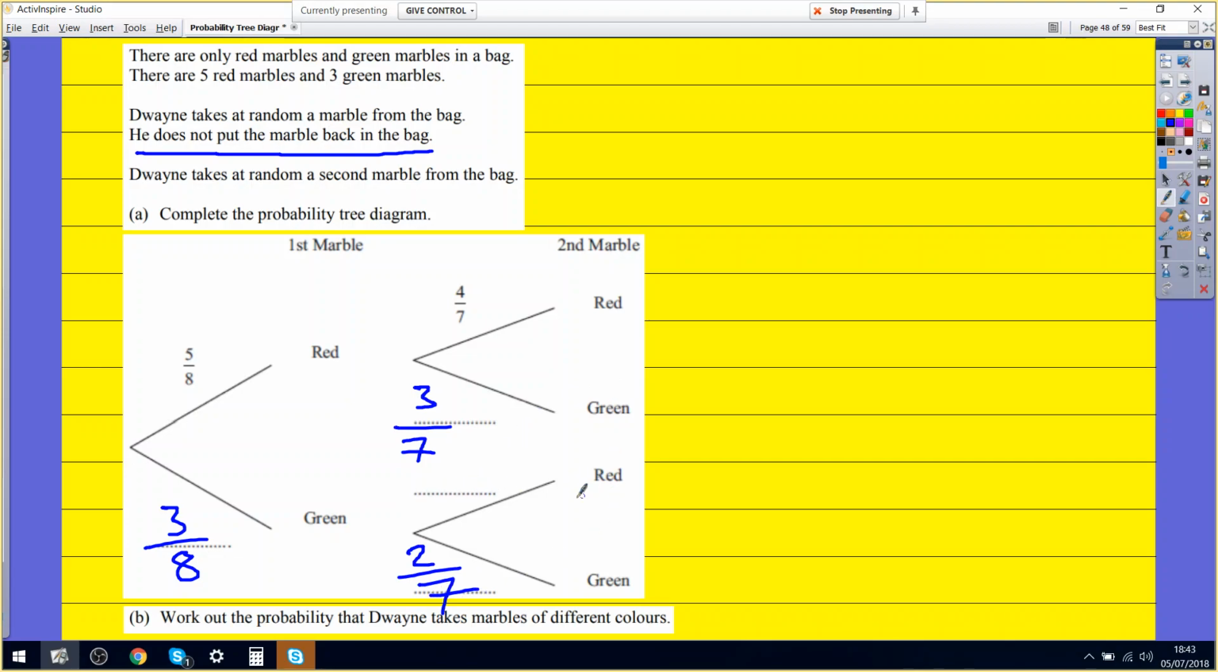How about this one here? 3 over 7. So this one up here, the 3 out of 7. 4. So he had 5 reds out of 8. When he takes a red, there's now 4 reds out of 7. This one down here, he has 5 out of 8 reds as well, and he takes a green. So how many reds will be left, and what will be the total?